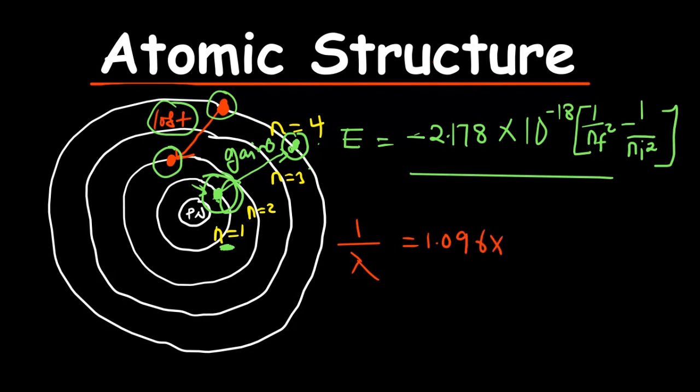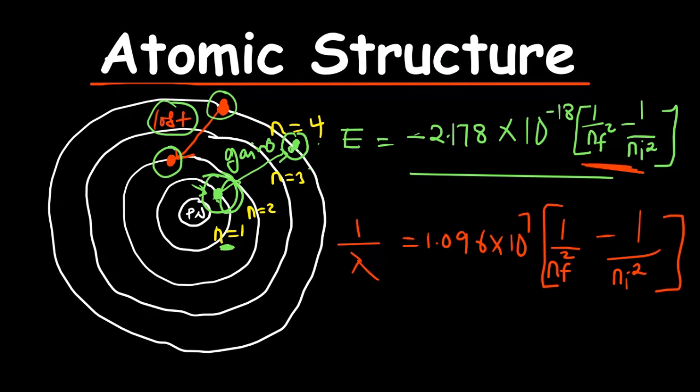1.096 times 10 to the power 7. Then in the brackets we have the same thing as here, so it will be 1 over the final energy level squared minus 1 over the initial energy level squared. So these are basically the formulas that we are going to be using under atomic structure. And then the next thing to talk about is what we call the series.